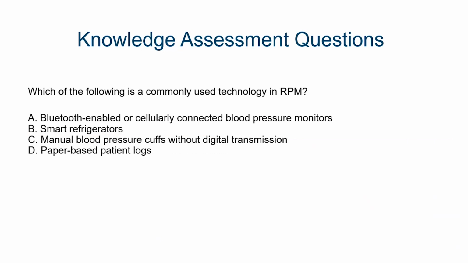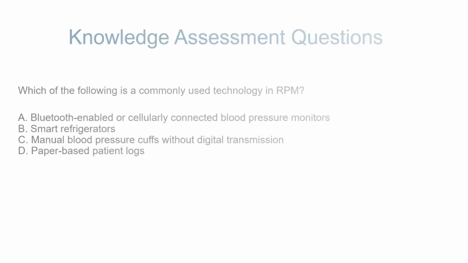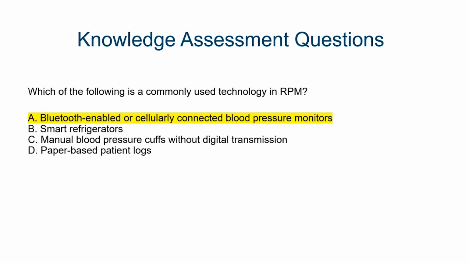Which of the following is a commonly used technology in RPM? Is it A, Bluetooth enabled or cellularly connected blood pressure monitors? B, smart refrigerators? C, manual blood pressure cuffs without digital transmission? Or is it D, paper-based patient logs? Let's take a look at the answer. Answer is A, Bluetooth enabled or cellularly connected blood pressure monitors.